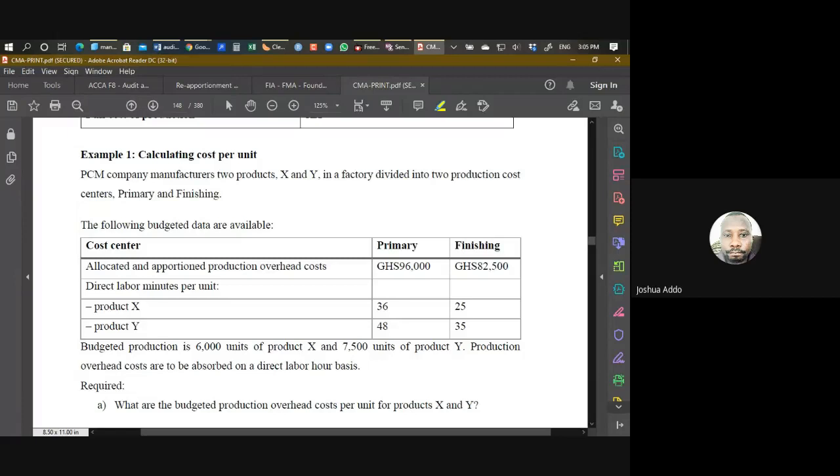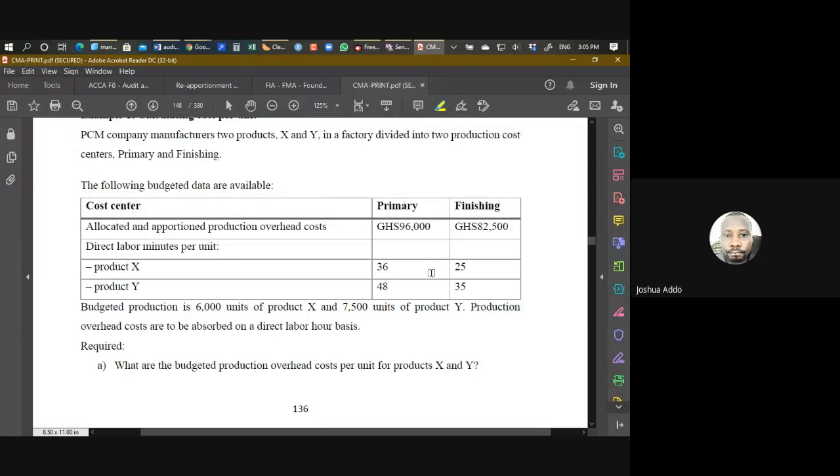PCM company manufactures, so this is misspelled, this is manufacturers. Manufactures two products, X and Y, in a factory divided into two production cost centers, primary and finishing. The following budgeted data are available. For the primary department and finishing department, we have allocated and apportioned production overhead costs, 96,000 and 82,500 respectively for primary and finishing.